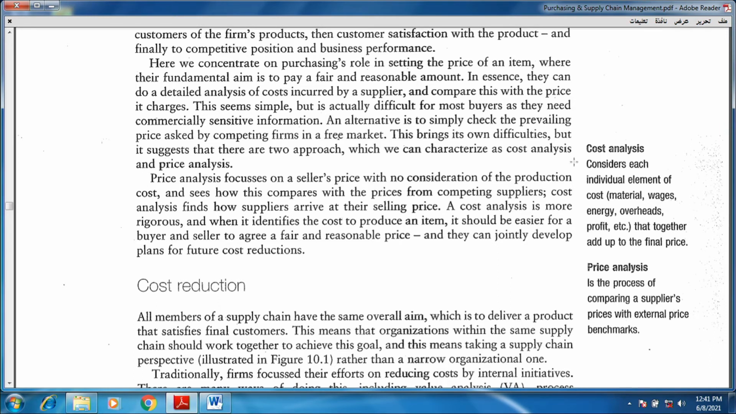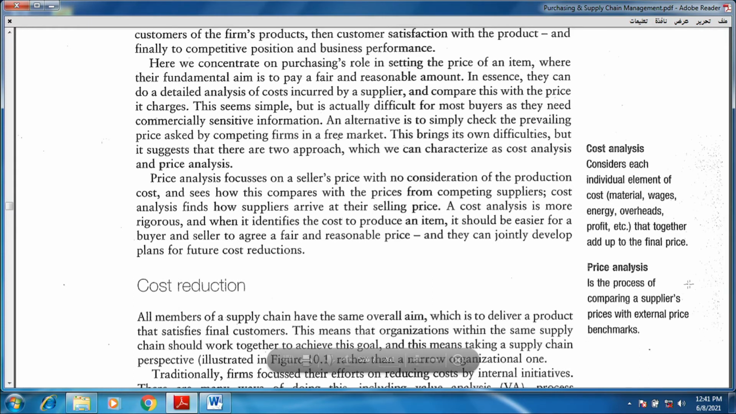You can do the vice versa, which is to break down the cost. If you have $10, this is the cost for the item, you can break down the cost: how many dollars for the materials, how many dollars for the wages, for the energy, the overhead, and so on.